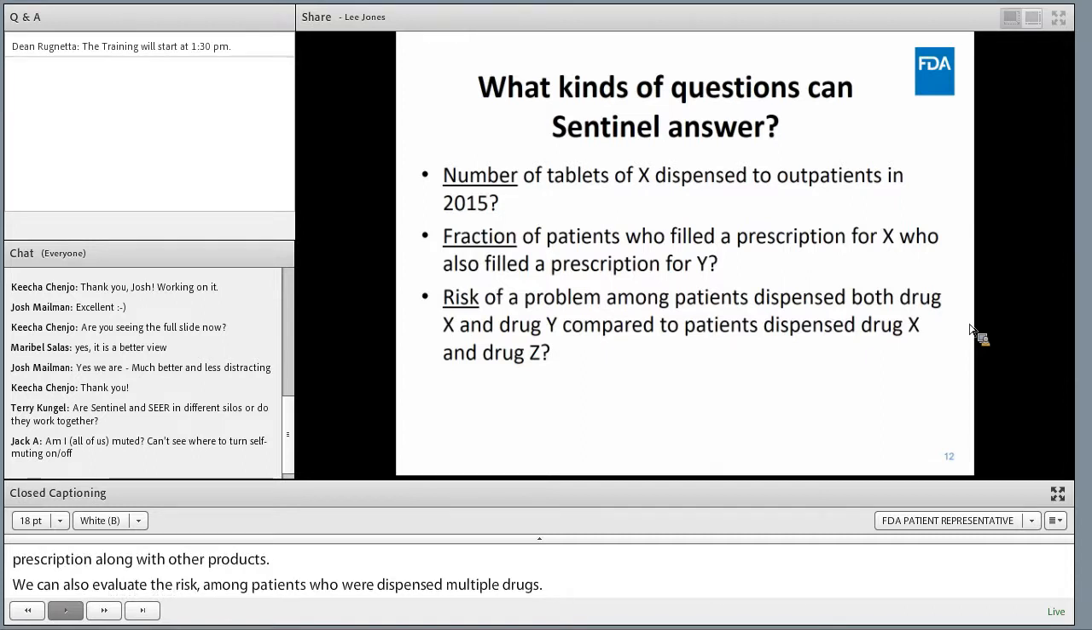So these are some of the questions in a broad sense that Sentinel can and has answered in the past. Next slide, please.